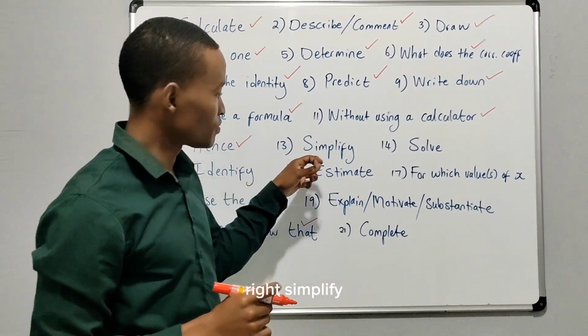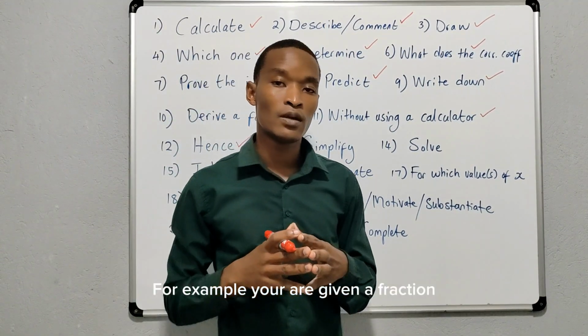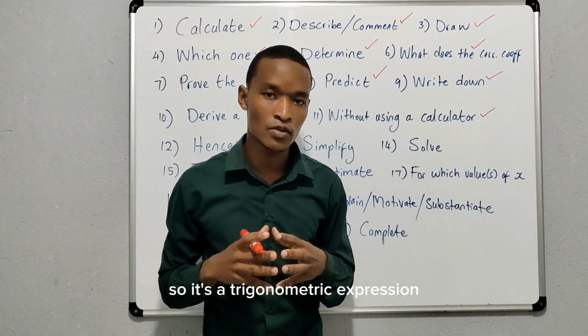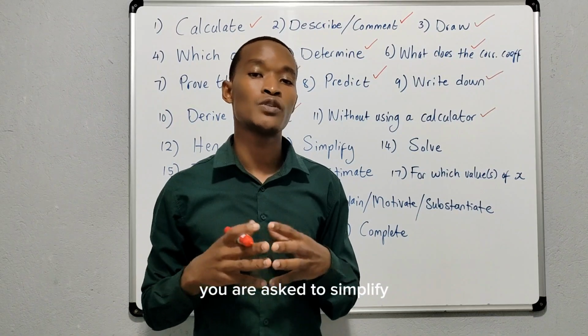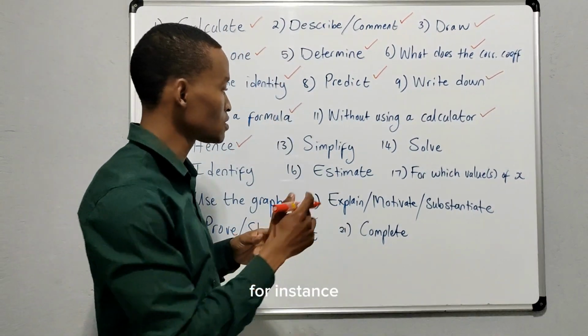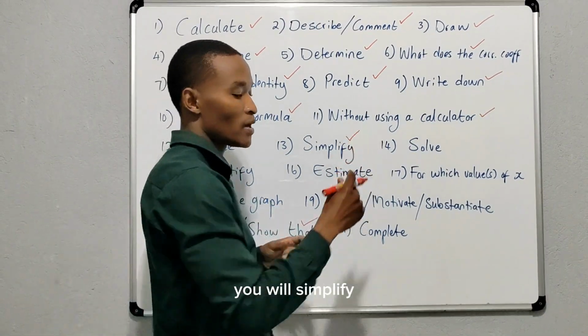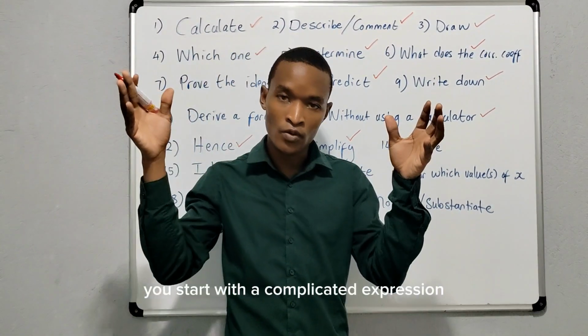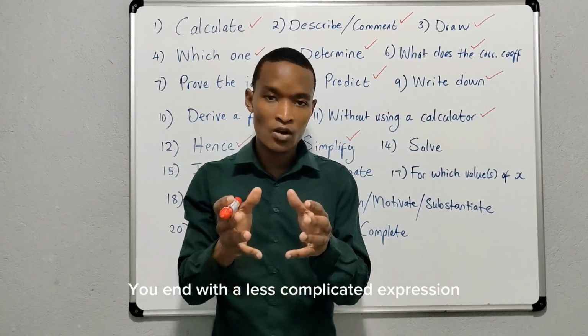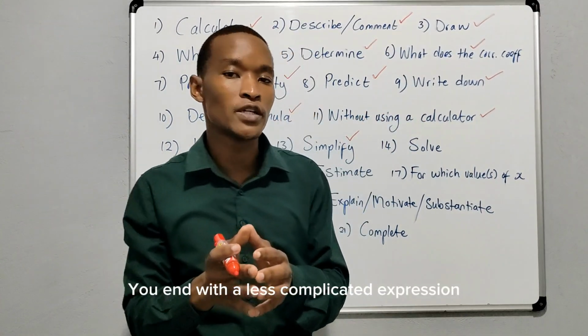Right, simplify. Example, you're given a fraction under the context of trigonometry. So it's a trigonometric expression you're asked to simplify using your reduction formulas and co-ratios. For instance, you will simplify. Remember, we said when you simplify, you start with a complicated expression, you end with a less complicated expression.